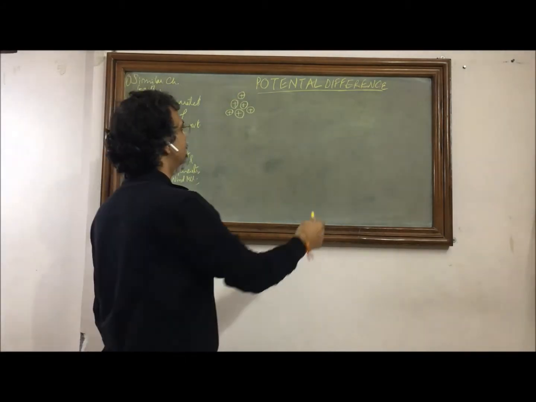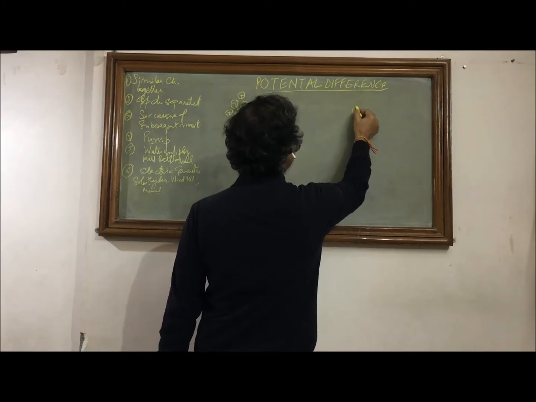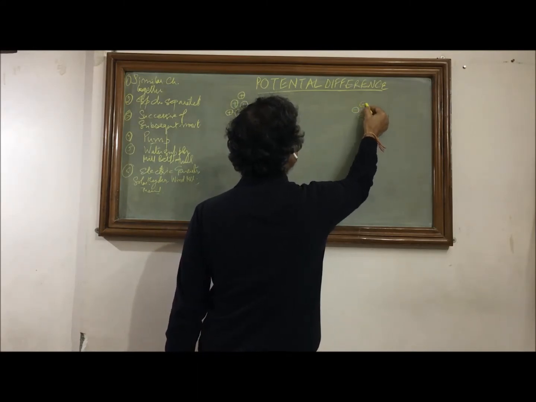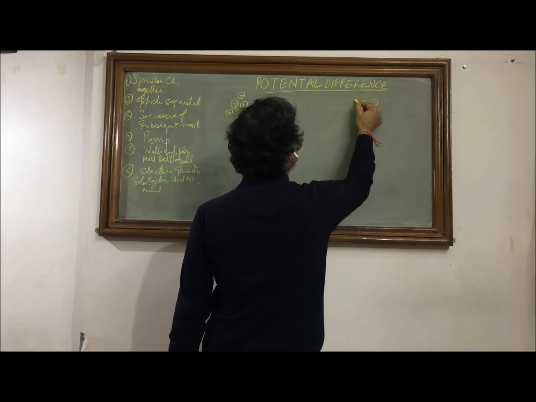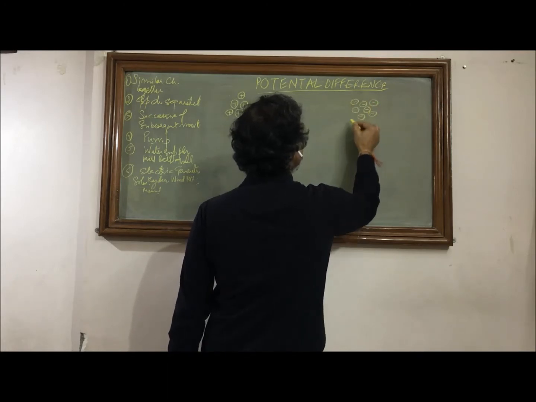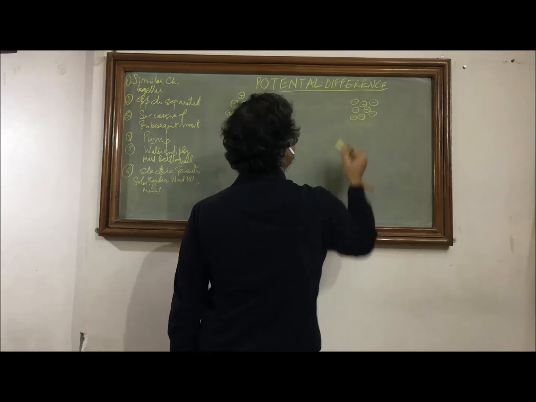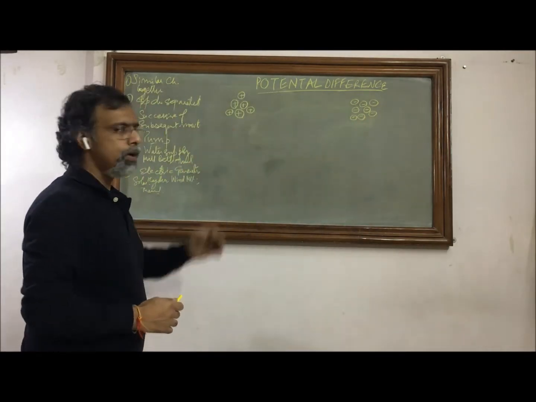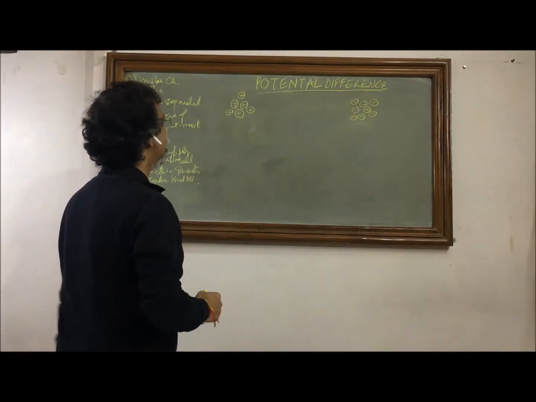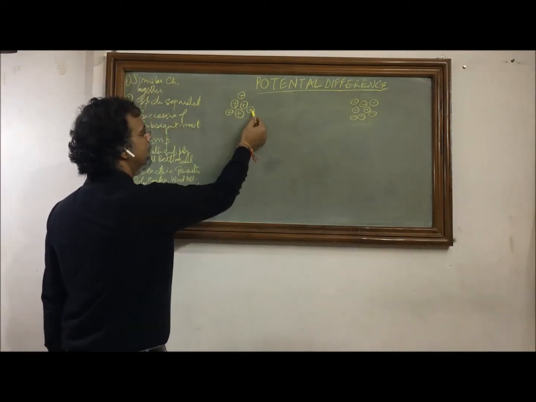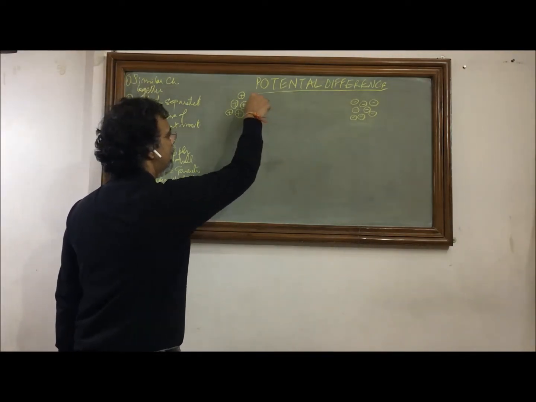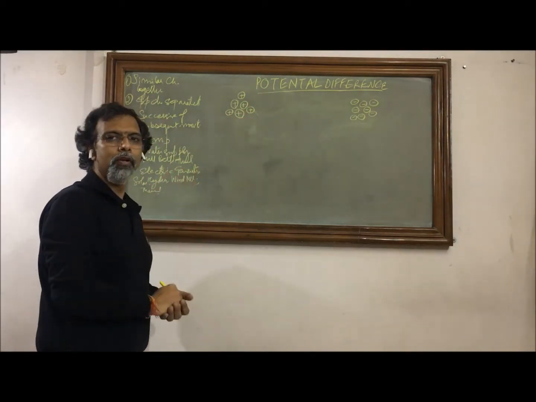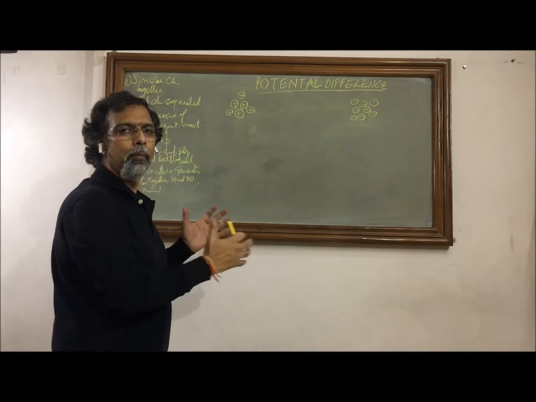We can take the other way also. We can take some negative charges that are brought in this system together. Now, what will be the natural tendency in this system? The natural tendency will be that these will try to move apart because there will be a force of repulsion. They will try to move apart.